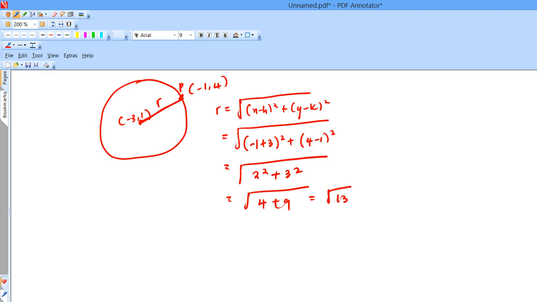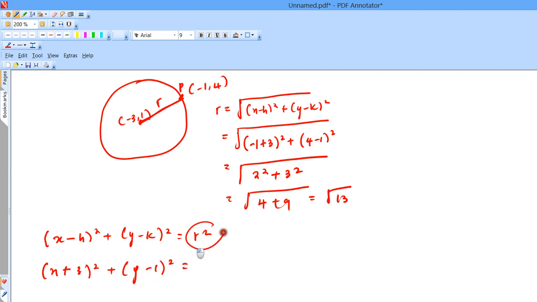So the standard form equation of a circle is (x minus h) squared plus (y minus k) squared equal to r squared. We have h equal to -3, so (x plus 3) squared plus (y minus 1) squared equal to r squared. We have r equal to the square root of 13, so squared we have 13. This is in standard form.